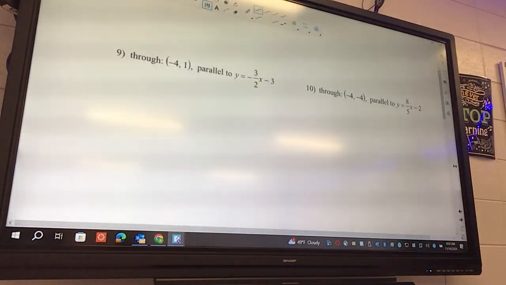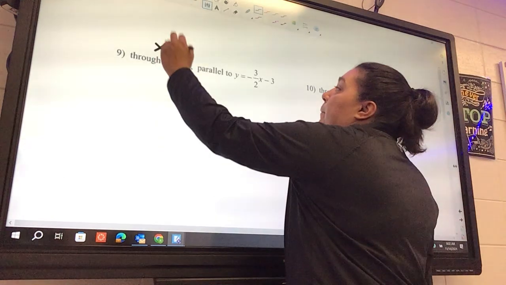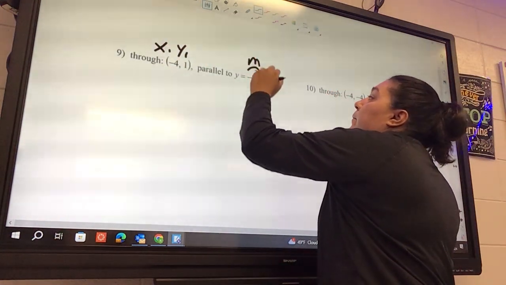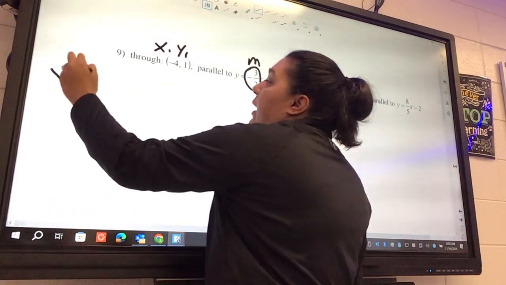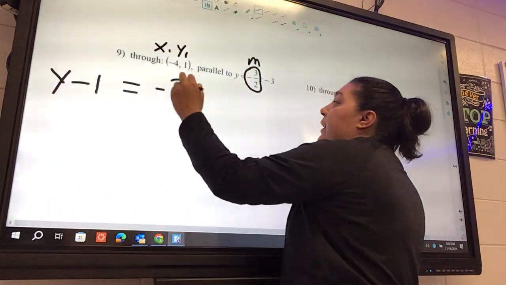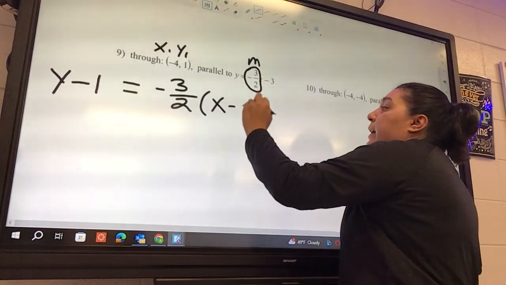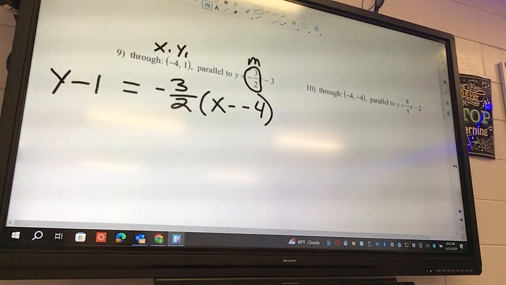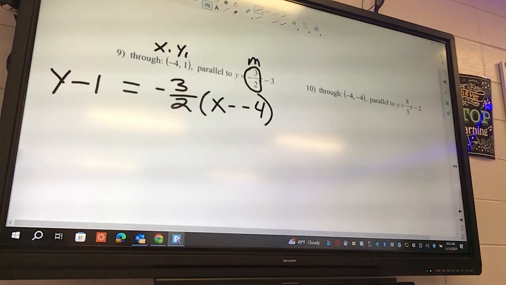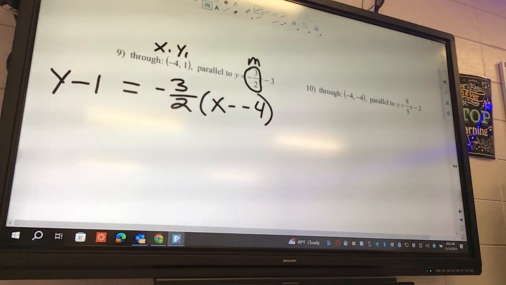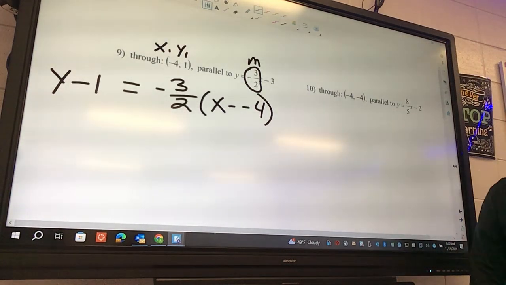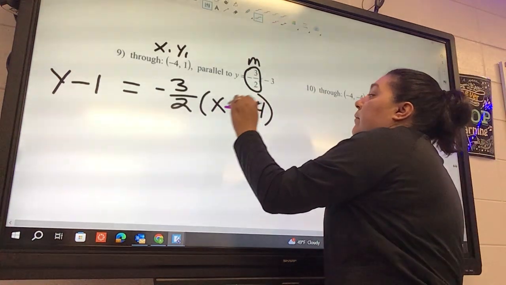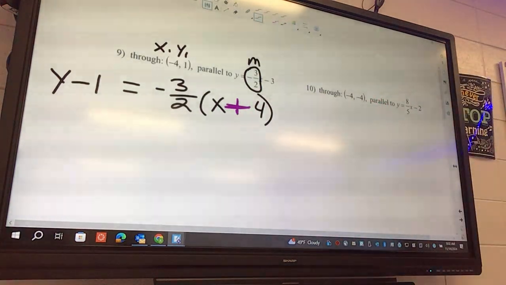Okay, number 9, we're going to label x1, y1, and my m. So it's going to look like y minus 1 equals -3 over 2, x minus a -4. What do we do next? Plus. Yep, we're going to make the plus. Okay, after that, what do we do next?